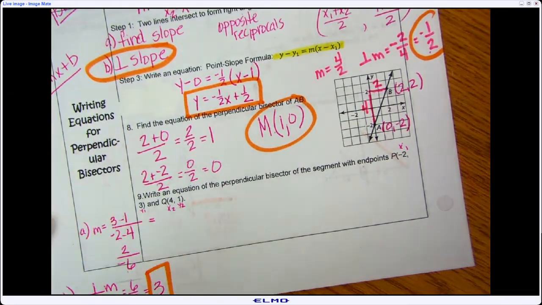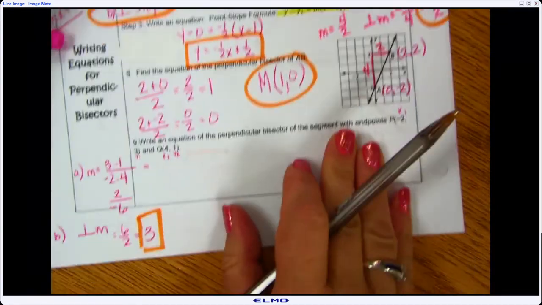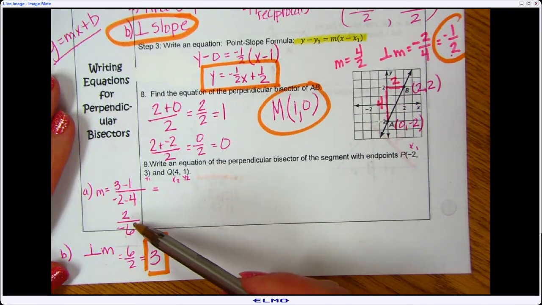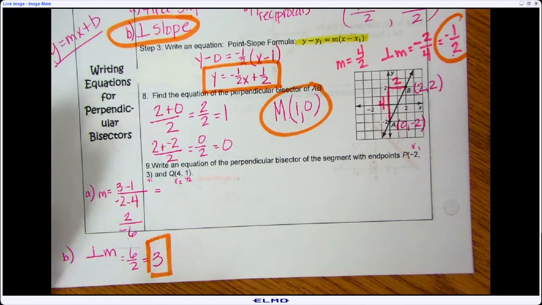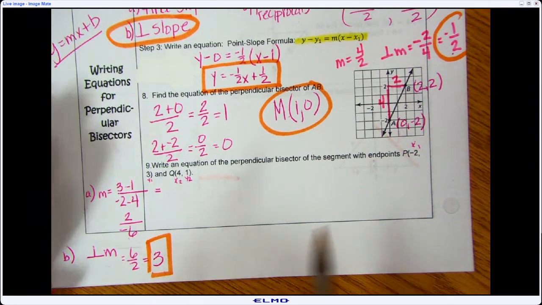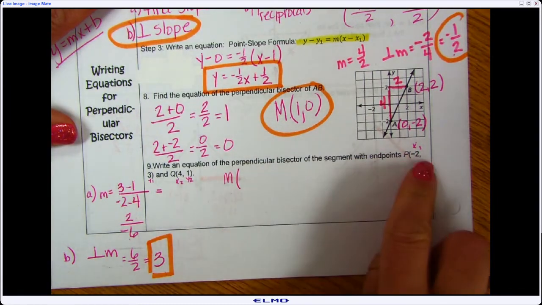Sorry, I did not realize I was getting out of screen there. All right, so now 2 over negative 6 becomes 6 over 2. So remember, perpendicular slopes have to be one positive, one negative. So here is the slope we're going to use. And now you're going to find the midpoint. So now find your midpoint.